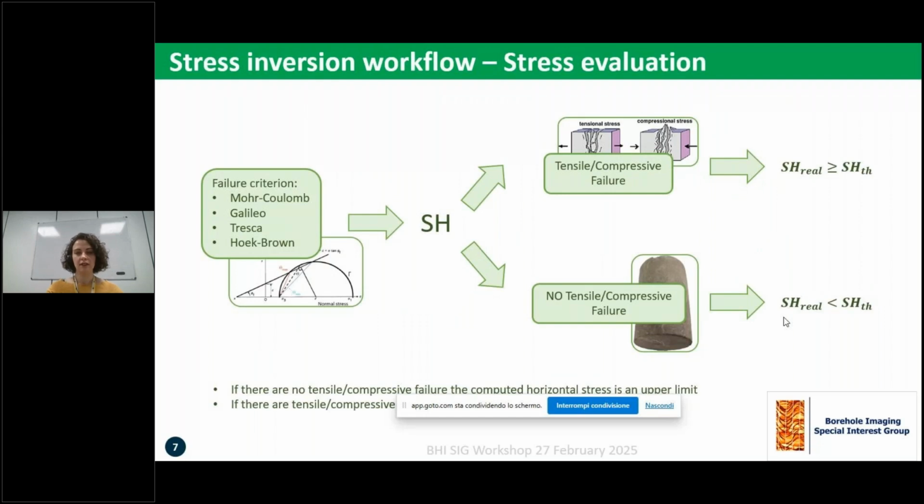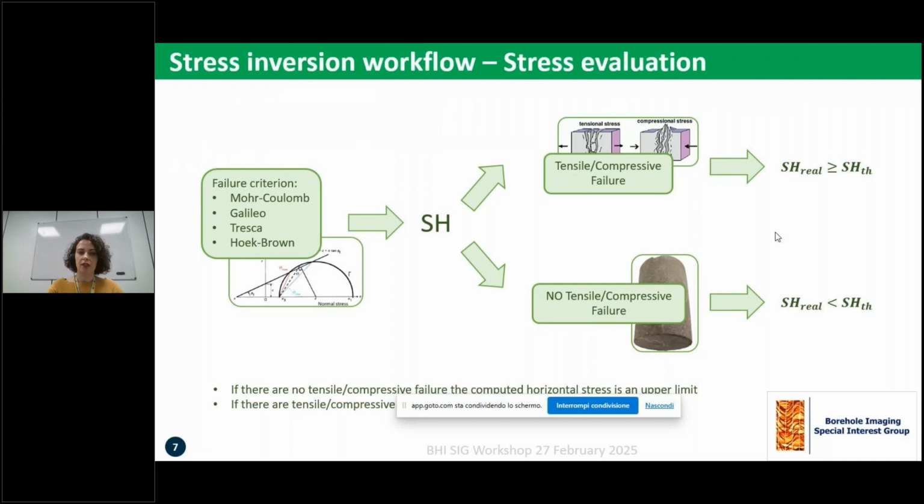All these quantities are fundamental to determine the range of the maximum horizontal stress. How can we compute this? First of all, we choose the failure criterion. In this script, we implemented 4 failure criteria, which are Mohr-Coulomb, which is the most conservative, Griffith, Tresca, and Hoek-Brown, which is a generalization of the Mohr-Coulomb criterion.